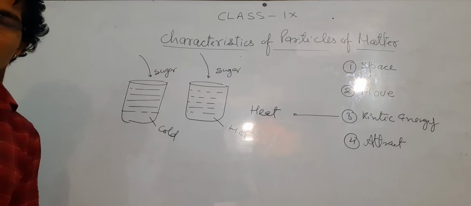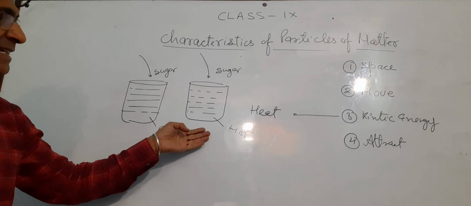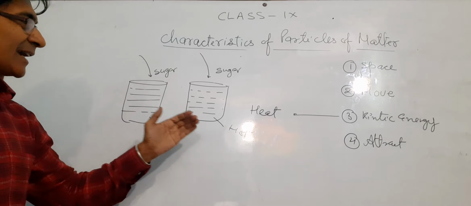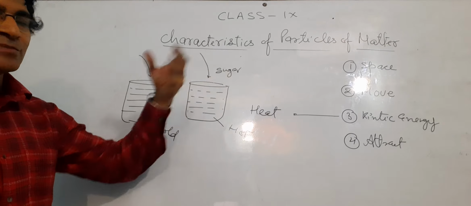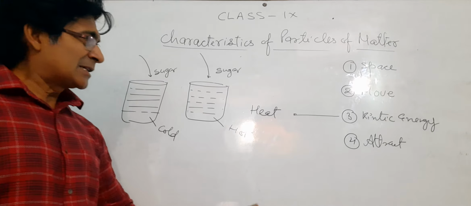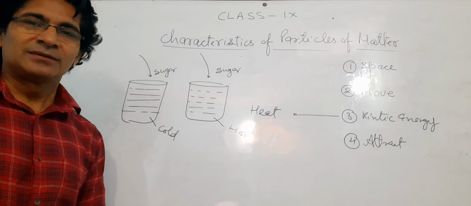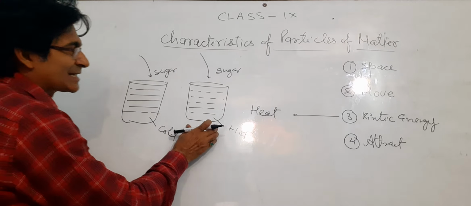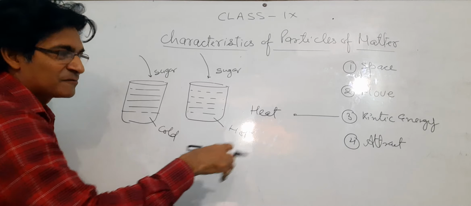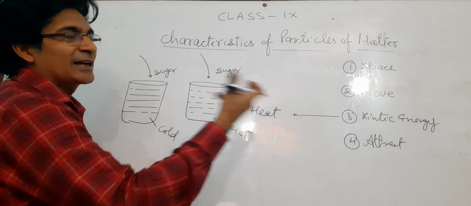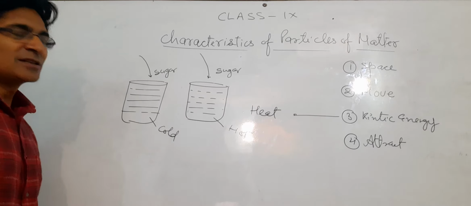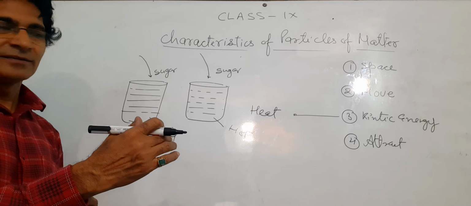Why does it happen? Because heat has raised the temperature, and due to that, the kinetic energy of the particles becomes maximized. This is the effect of heat on it. So when heat is raised, the movement of the particles also becomes faster. That means kinetic energy increases. So this is the effect of heat on kinetic energy.